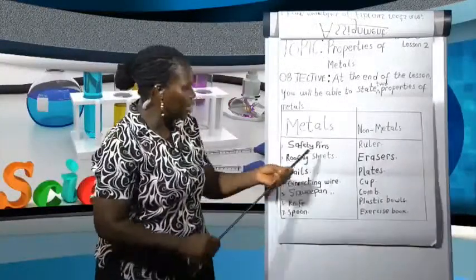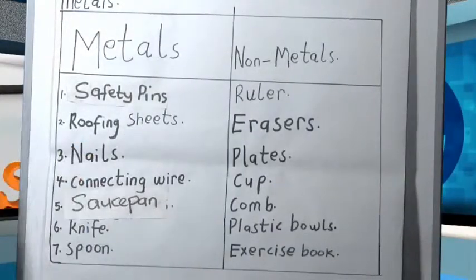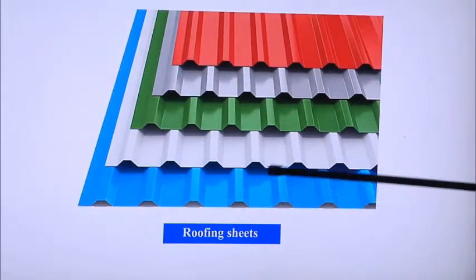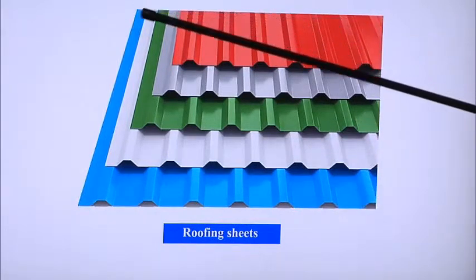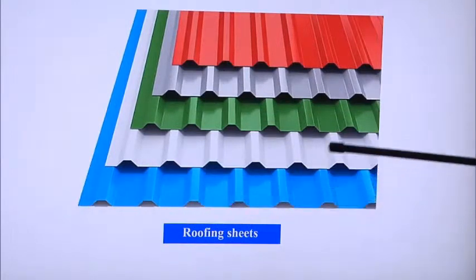Let's look at another one. We have roofing sheets. Let's go to our screen. These are roofing sheets. Now we use it to roof our buildings for safety. When it rains, we are safe.